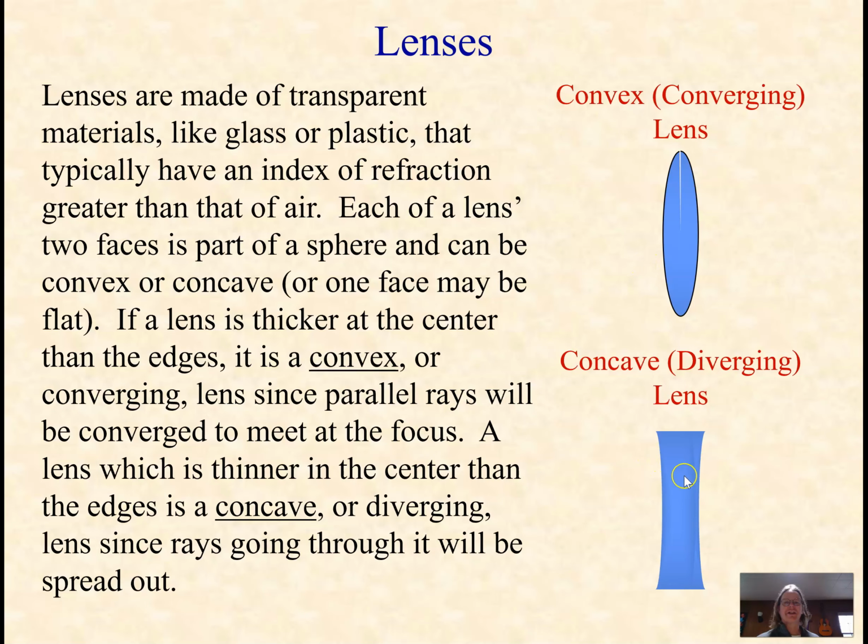If this is more dense than the surrounding material, light coming in actually bends away from each other, or it diverges, hence the name diverging lens. Okay, so there you go.